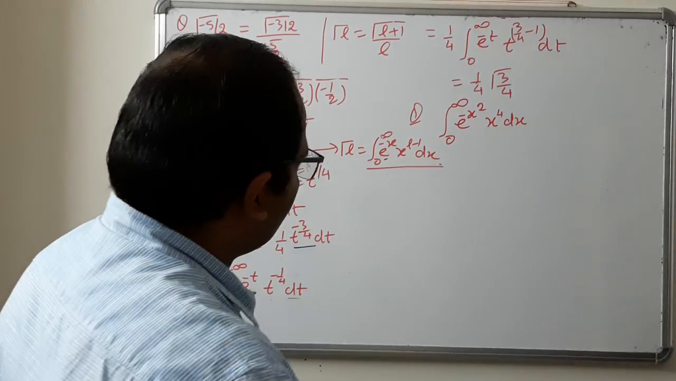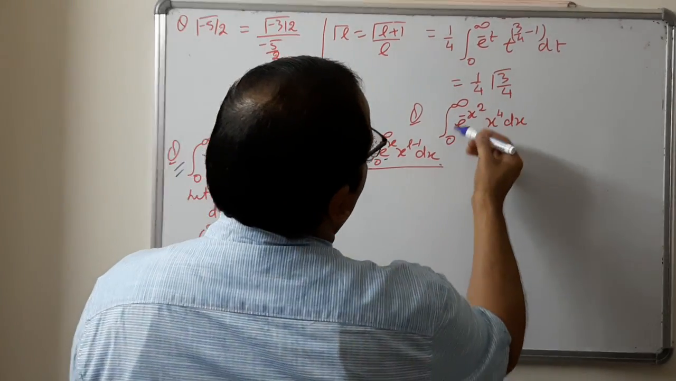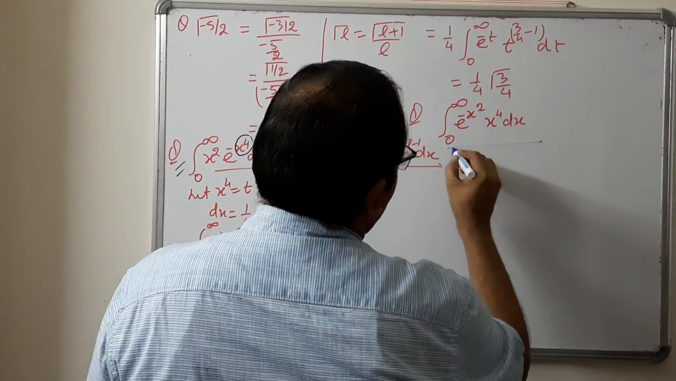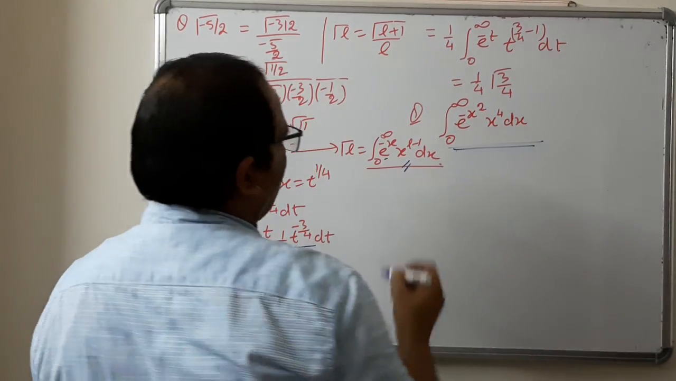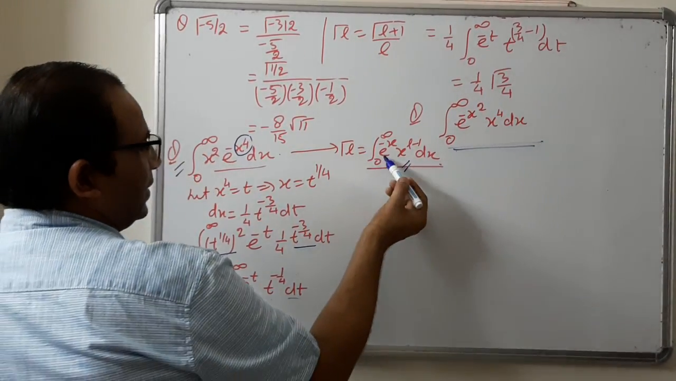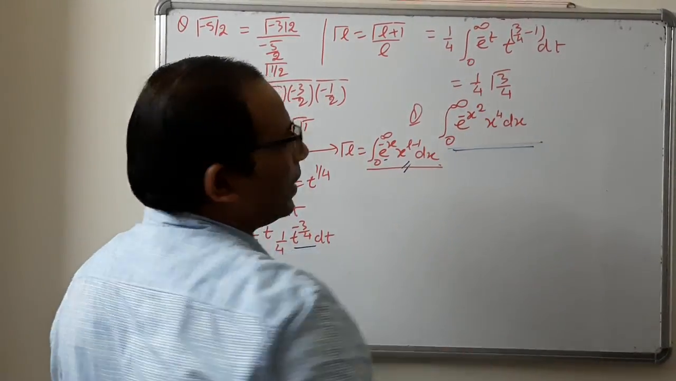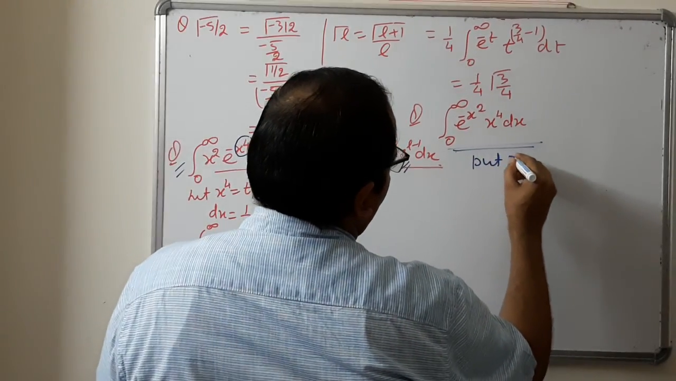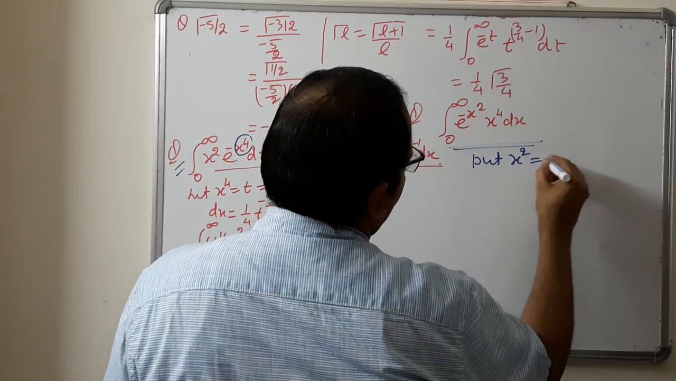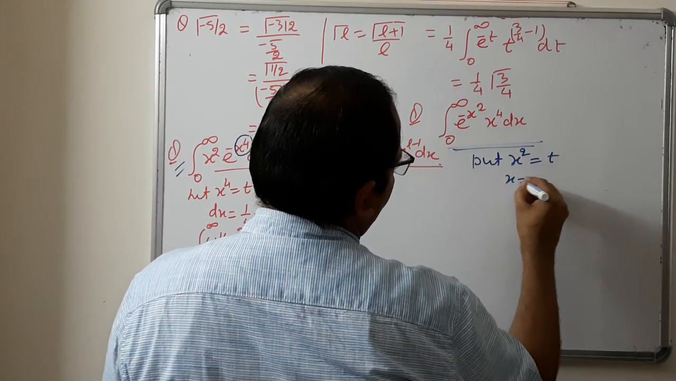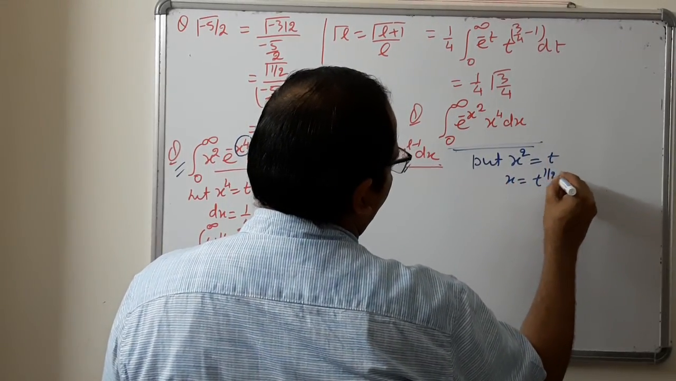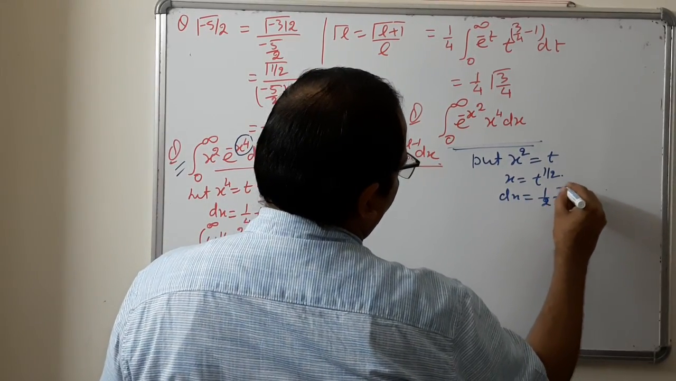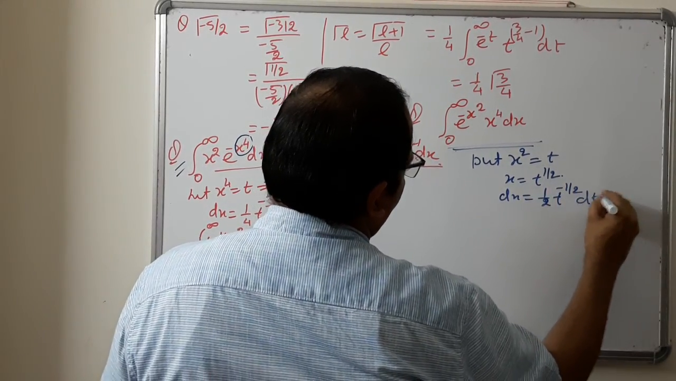Now see again the second question. In this question, the integral from 0 to infinity of e^(-x²) x⁴ dx. Compare this with the given formula. You can see here is e^(-x), here is e^(-x²). So put x² equal to t. That means x = t^(1/2). So dx is equal to (1/2) t^(-1/2) dt.